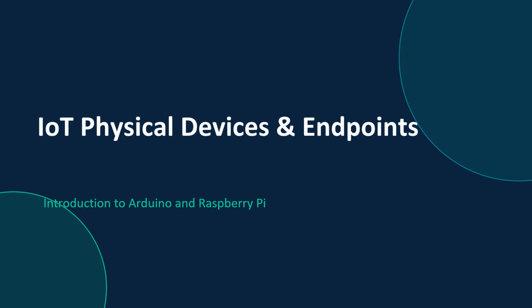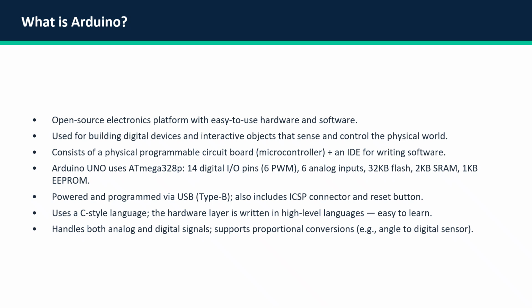Now we are going to see about IoT physical devices and endpoints. Here we are going to discuss about Arduino. Arduino is an open source electronic platform with easy to use hardware and software. It is used for building digital devices. It consists of a physical programmable circuit board, that is a microcontroller, plus an IDE for writing software.